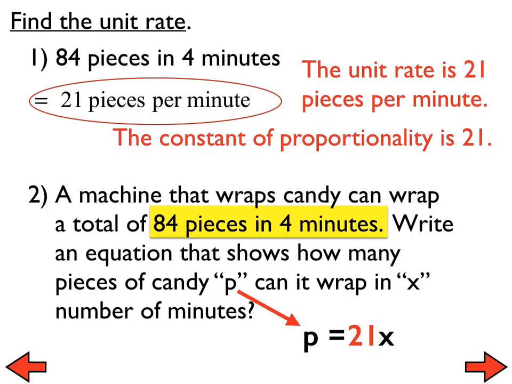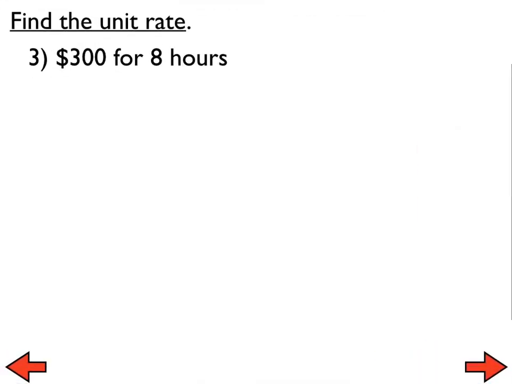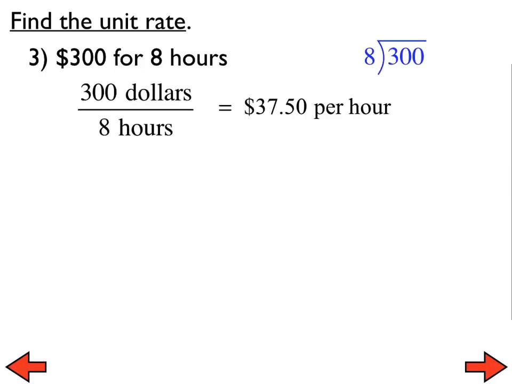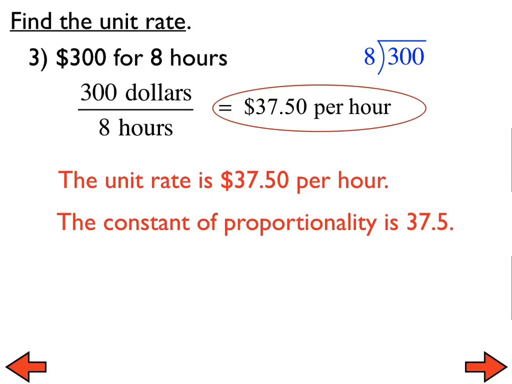Okay, any questions about this so far? All right, let's try number 3. Same thing, we want to find the unit rate first. $300 for 8 hours. You would divide it and you get $37.50 per hour. This is our unit rate. What is the constant? Meaning, what is the numerical value with no label? 37.5. Good, constant is 37.5.